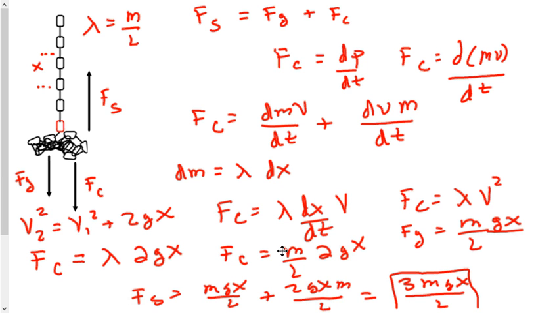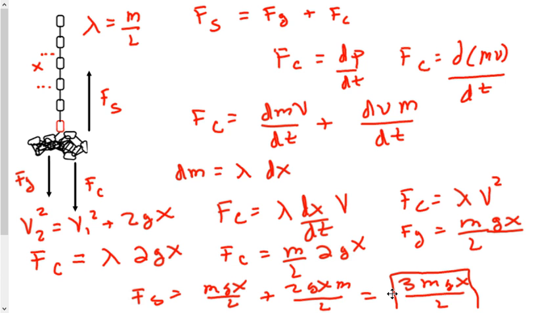What's lambda equal to? Lambda equals m over L. So force of the chain equals m over L times 2gx. Finally, what's force gravity equal to? Force gravity has to equal the mass per length of the chain multiplied by gravity multiplied by how much is actually on the surface. In this case, that is how much of the chain has fallen, which will be x. So force of gravity equals m over L g times x. Adding them together, the force of the surface is going to equal force of gravity, which is mgx over L, plus force of the chain, 2gxm over L, and then we get 3mgx over L.